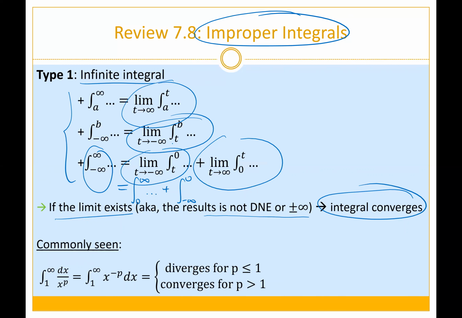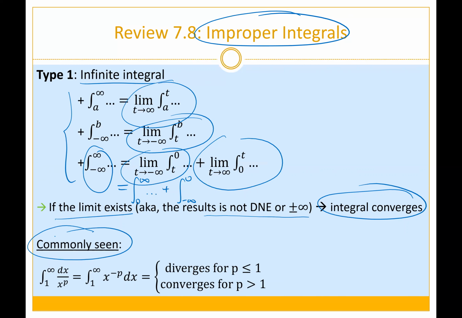However, if you look at these, if this one does not exist or is plus or minus infinity, then for sure it's divergent. And for the last one, if one of the two is DNE or plus or minus infinity, then the entire integral is already divergent.